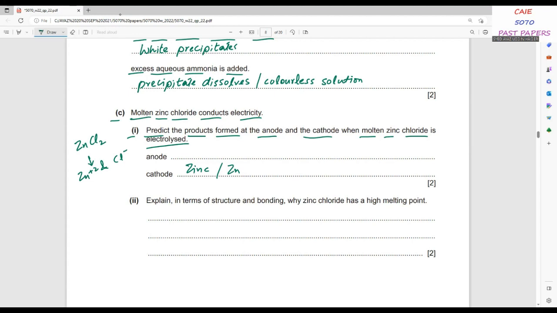While at anode, chloride ion will lose electrons to produce chlorine gas, or you can even write Cl2.